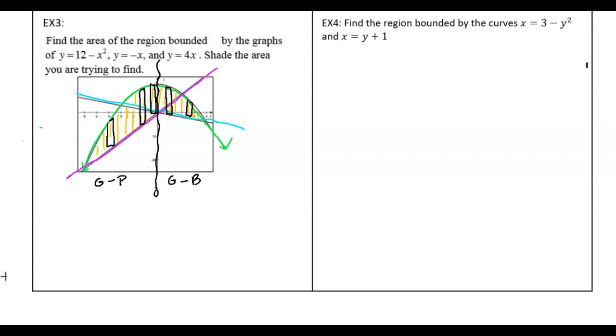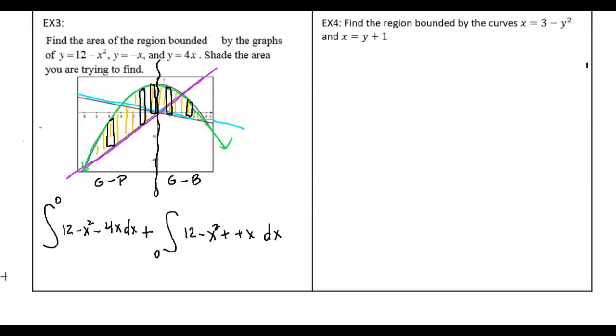Okay, so I'm going to have 2 integrals. Why do I say intervals? Integrals of intervals. Intervals of integrals. Ooh, I feel like Dr. Seuss. So on this side, my green was the parabola. So top minus the bottom, which is the purple, 4x. And on this side, when I know I'm going to start at 0, I've got the green, which is 12 minus x squared, minus the blue, which is negative x. So I would make those a plus.